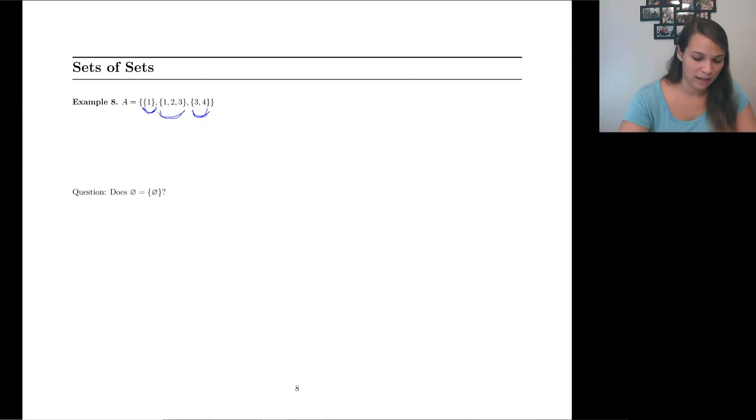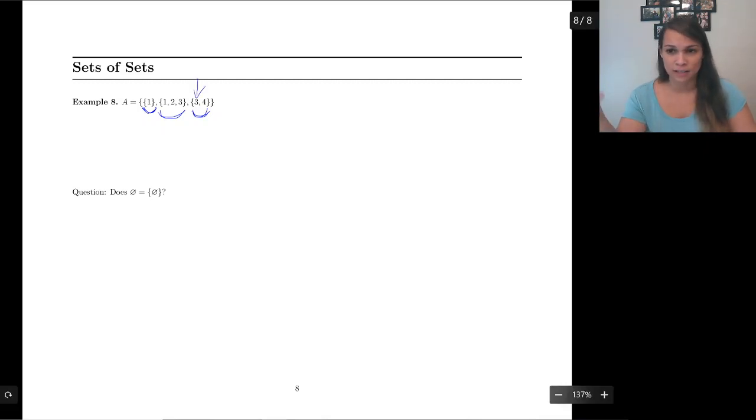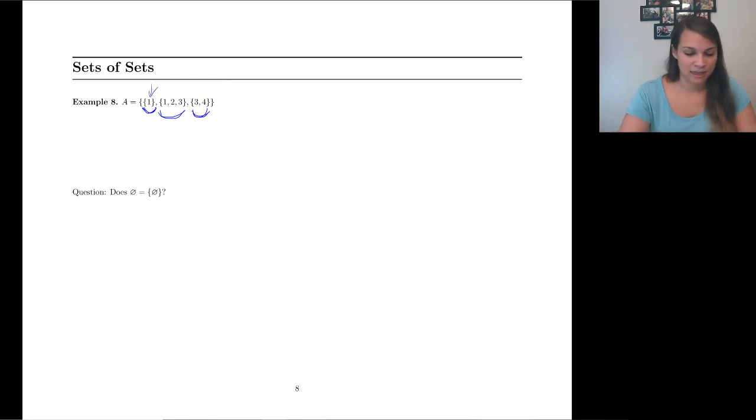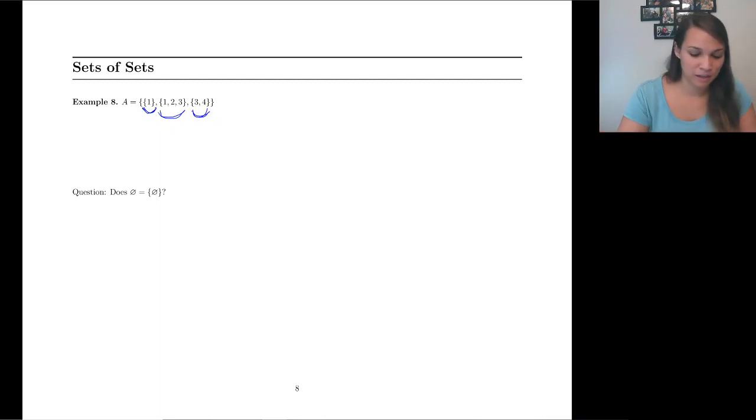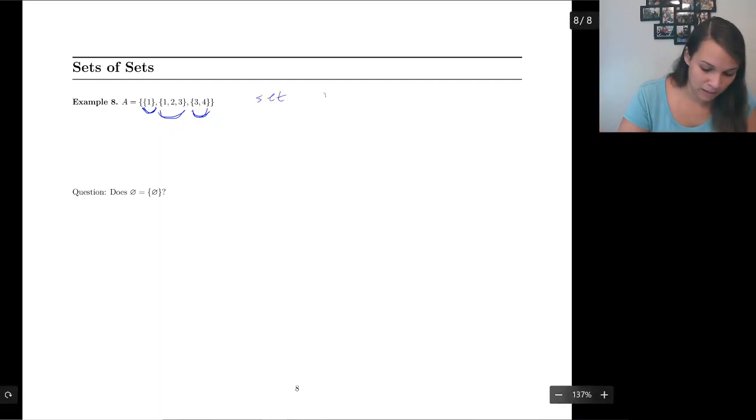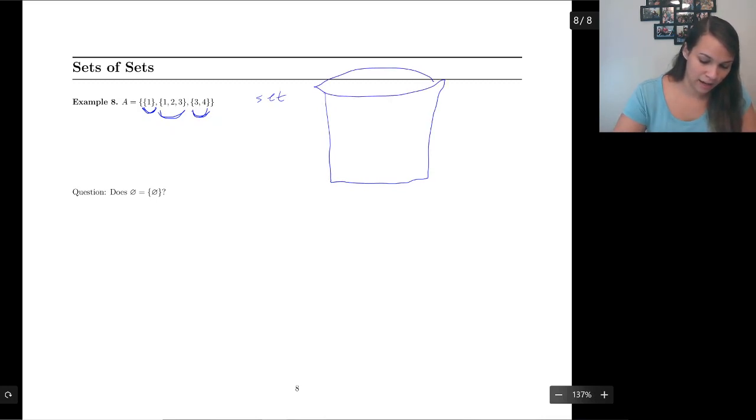We would not say that 3 itself is an element of A, and we would not say that 1 is an element of A. The set of 1 is an element of A. So like this entire thing, curly brackets and all. If you think about a set as being the trash can, then elements are going to be what's inside the trash can.